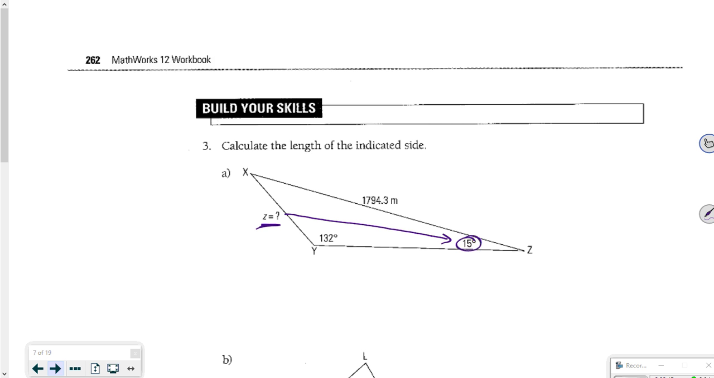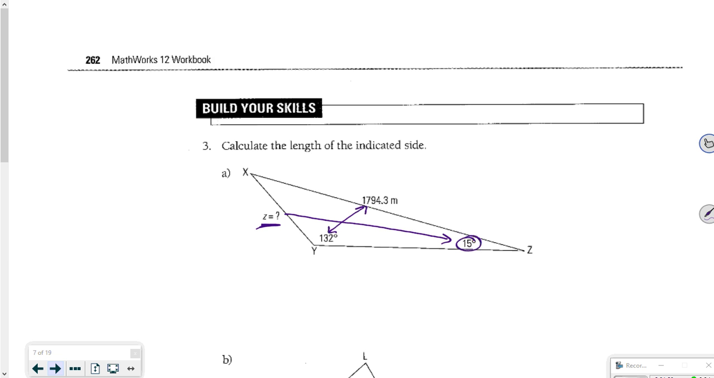Then I need to find that other pair that I know both parts of. And in this case, it's the 132 degrees and the 1,794.3 meters. Since there's a pair where I know both parts and I know the angle across from Z, I can use my sine law to solve this. I'm solving for a side, so I'm going to write my sine law with the sides on top.